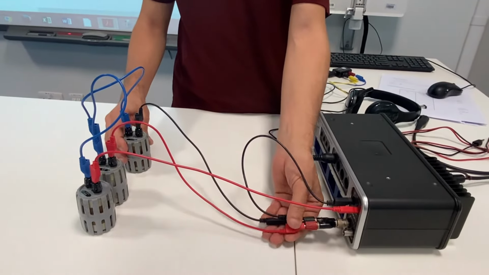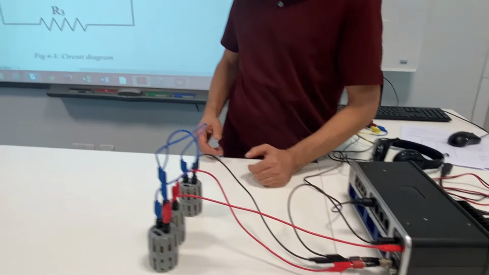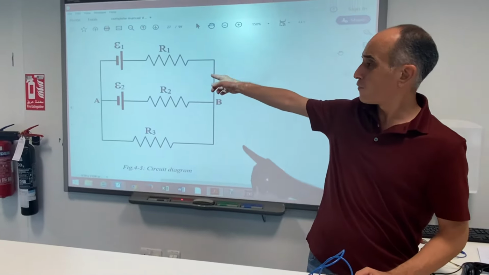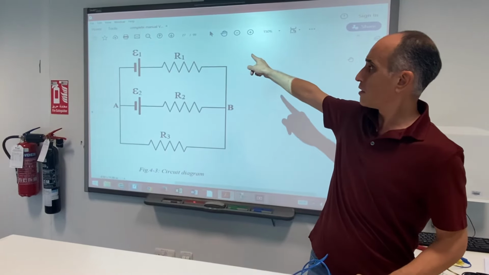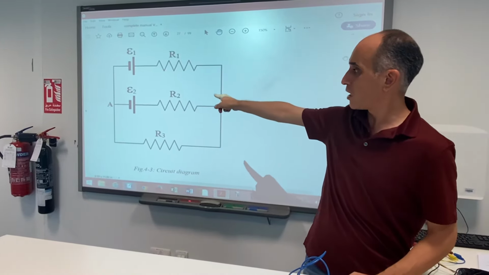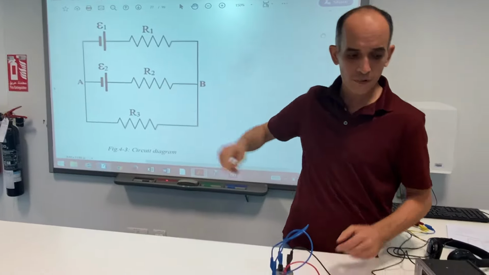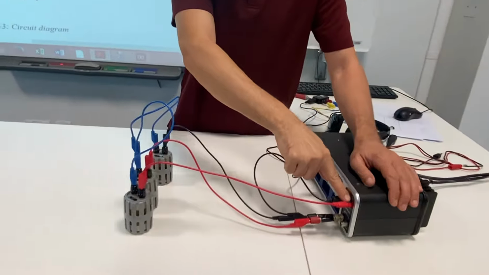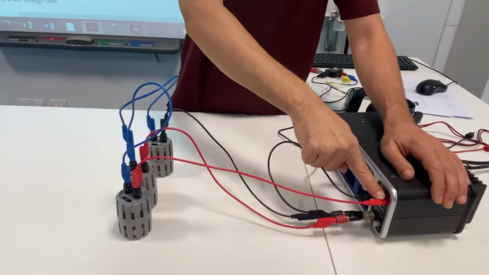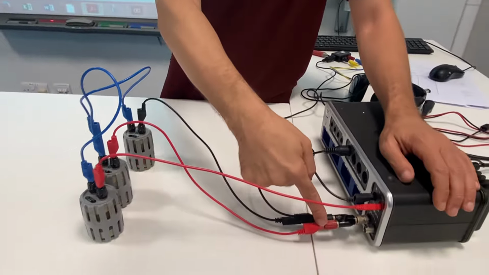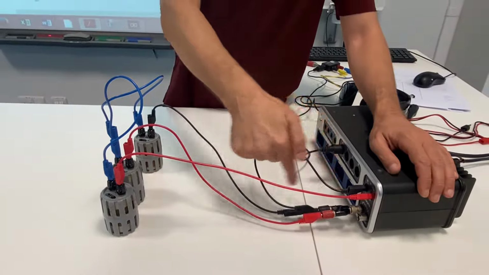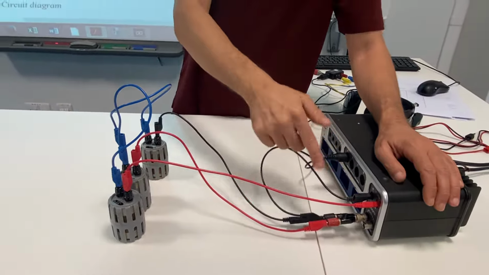Now let's double check our connection by following the two loops one by one. So for the first loop, we have the battery E1, the resistor R1, the resistor R2, and the battery E2. So let's take a look here. So we have E1 connected to R1, R1 is connected to R2, and R2 is connected back to E2. The negative side of E1 and E2 are connected just like the diagram. So this completes the first loop.